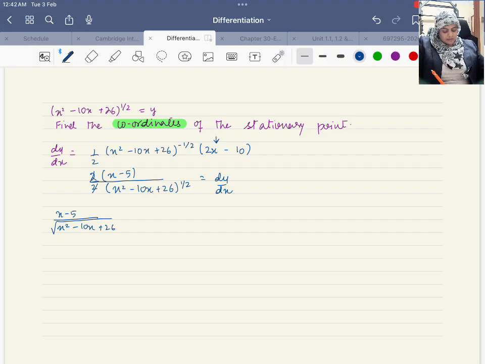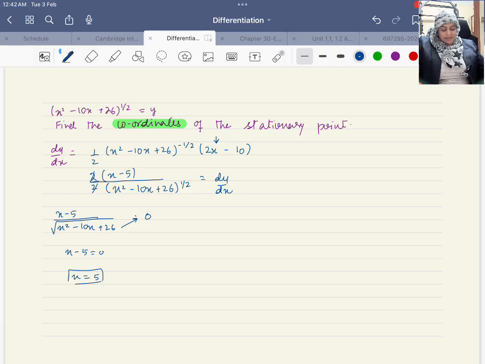You can write it in under root also. That is also correct. It's going to become 0 anyways. We'll see in a while why. So we write 0 over here. Okay. So we cross multiply. This becomes x minus 5 is equal to 0. X is equal to 5.